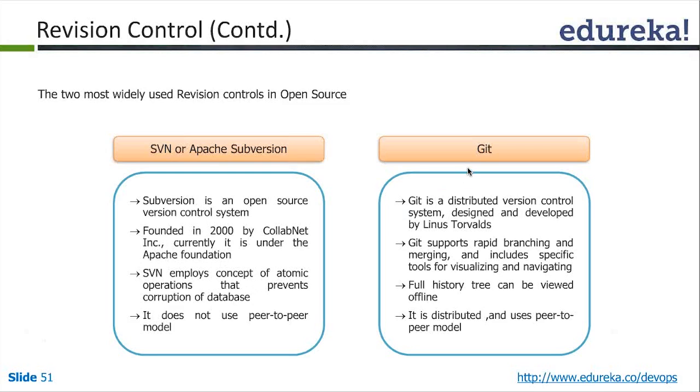And Git, actually Git was created to manage your Linux kernel development. It is a distributed version control system designed by the same guy who developed the Linux kernel, Linus Torvalds. So Git supports rapid branching and merging, includes specific tools for visualization and navigation, and a full history tree which can be viewed offline, which is distributed and uses a peer-to-peer model. Probably it's the peer-to-peer model of Git which appeals to a lot of people more than anything else, and it's kind of becoming the de facto standard for version control.